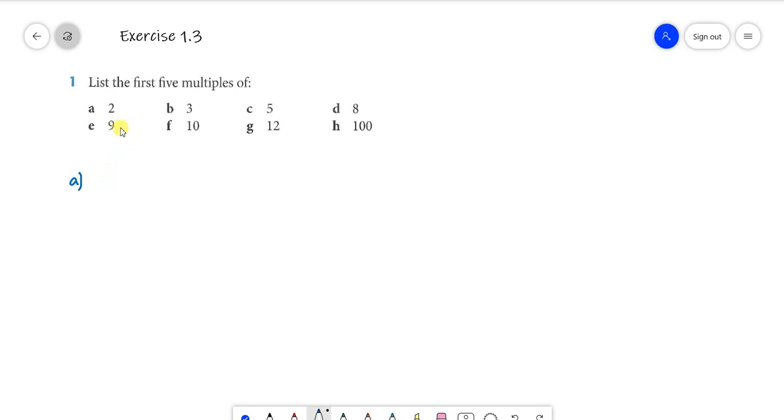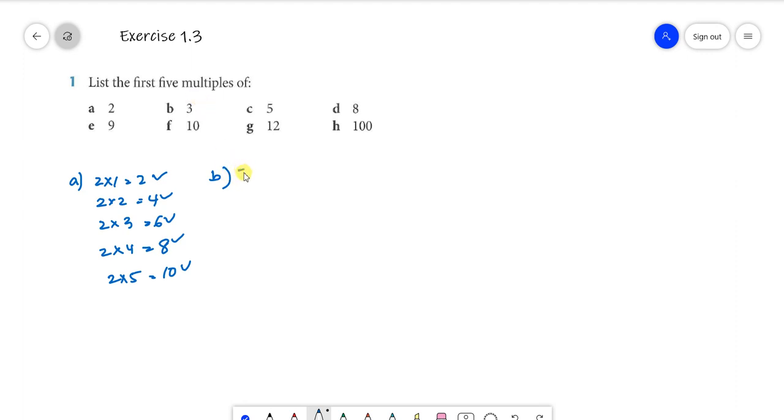Okay, so it says list the first 5 multiples of 2. So 2 times 1 is just the multiples table. 2 times 1 is 2, 2 times 2 is equal to 4, 2 times 3 is equal to 6, 2 times 4 is equal to 8, and 2 times 5 is equal to 10. So the first 5 multiples of 2 are 2, 4, 6, 8, and 10. So I'll just elaborate two to three questions, and then for the other questions I'll just go directly for the answers.